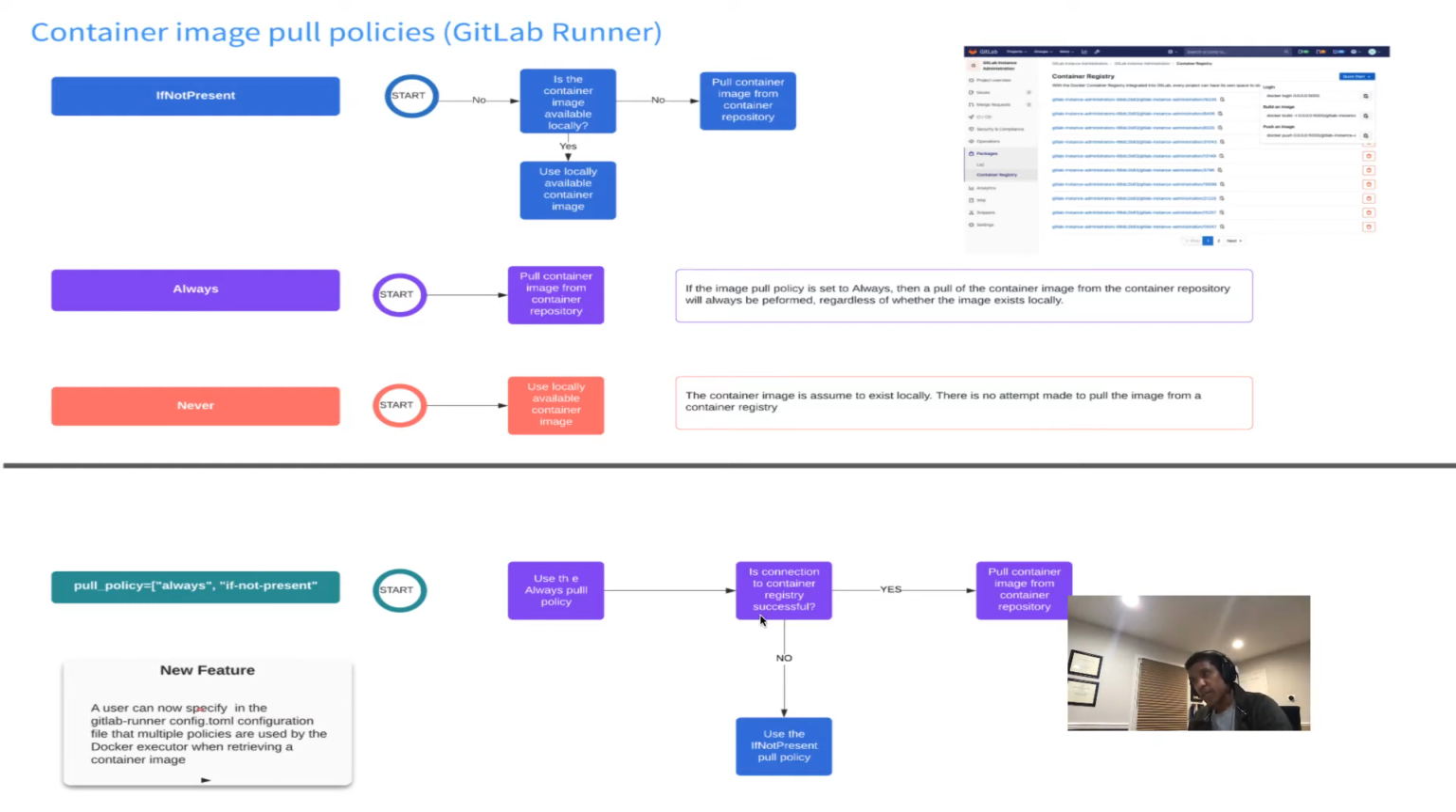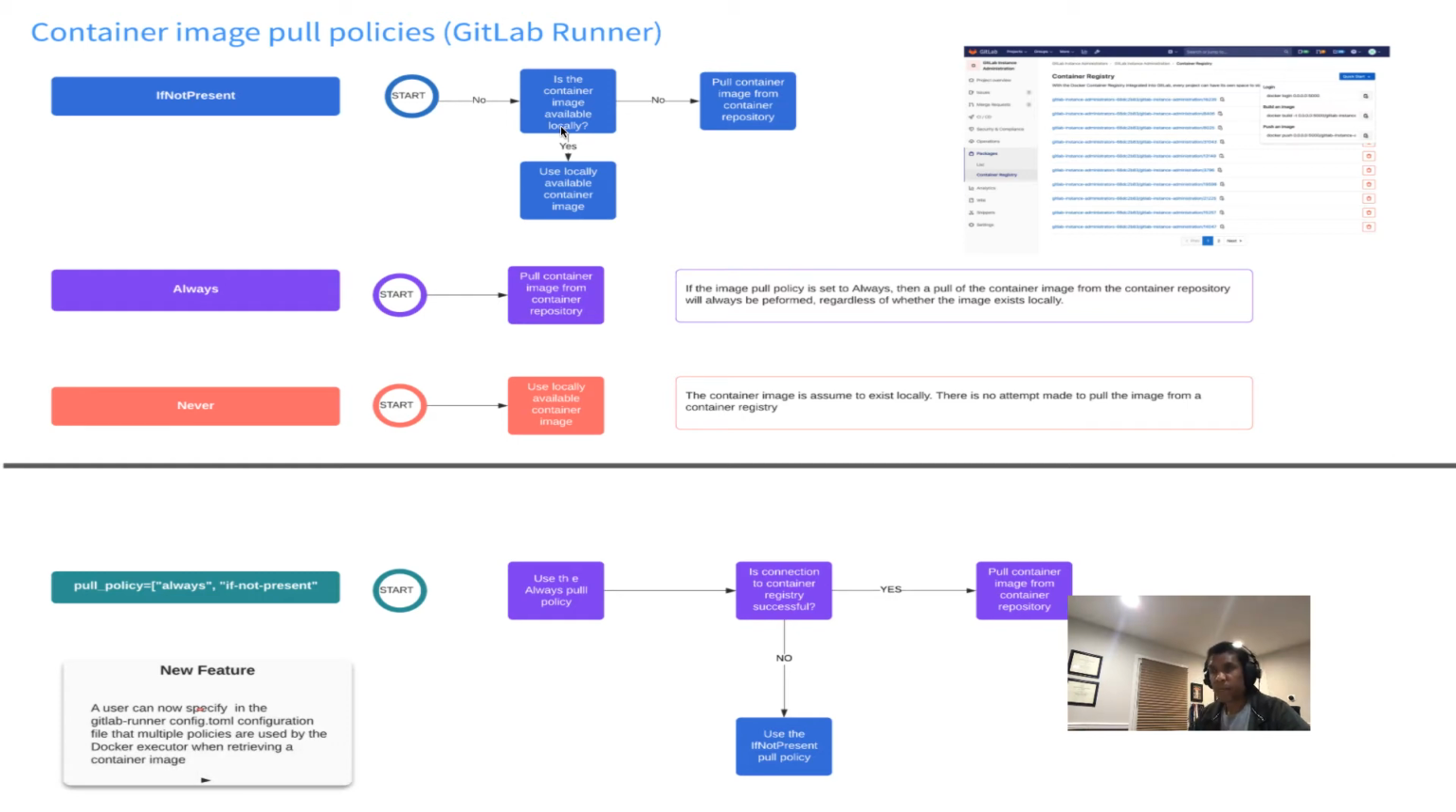If the connection to the container registry is successful, yes, then go ahead and pull the image from the container registry. Here is the fallback mechanism. The fallback mechanism is in this logic. If the connection fails, which is the no in the logic flow, then use the if-not-present pull policy, which then basically says, oh, I can go ahead and pull this image locally.